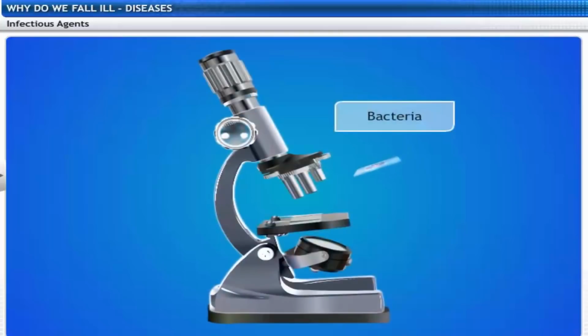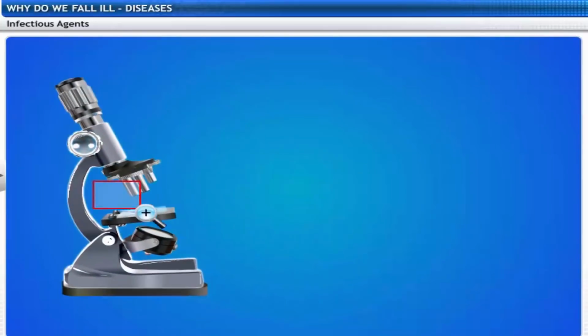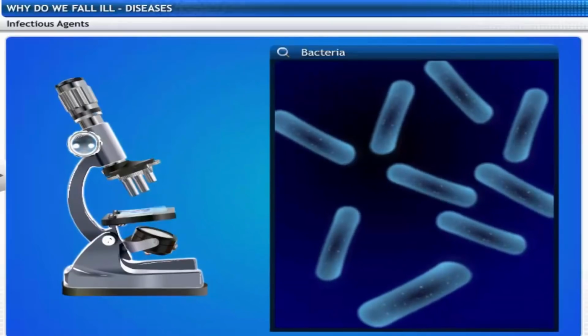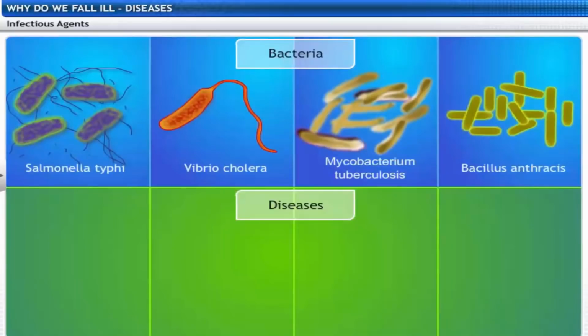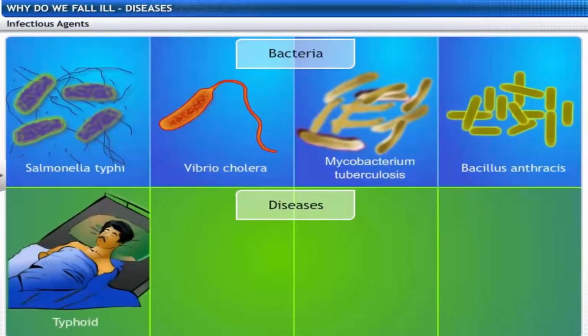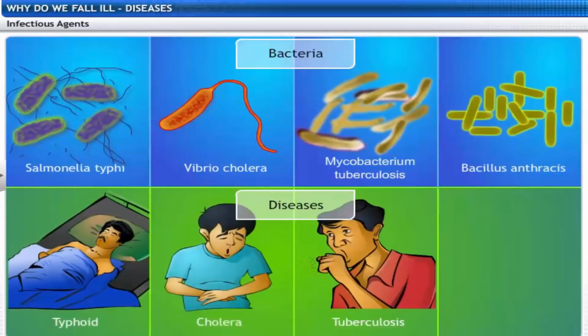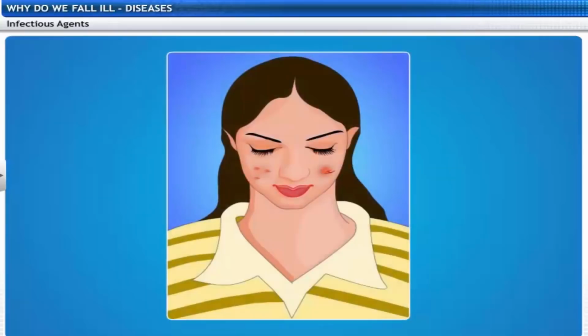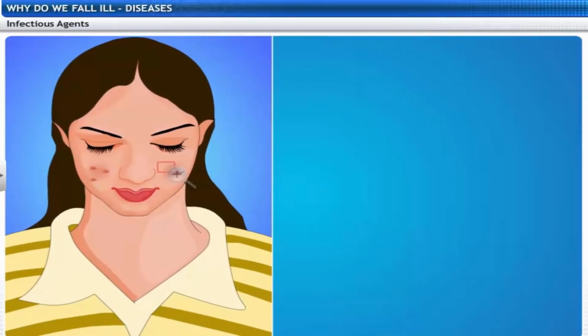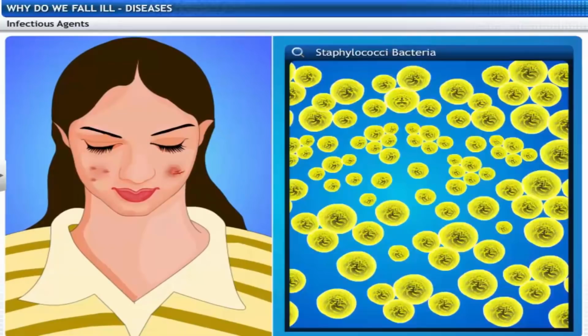Bacteria are unicellular organisms visible only under the microscope. Diseases caused by bacteria are typhoid, cholera, tuberculosis, and anthrax. Staphylococci bacteria cause acne or pimples on the skin.